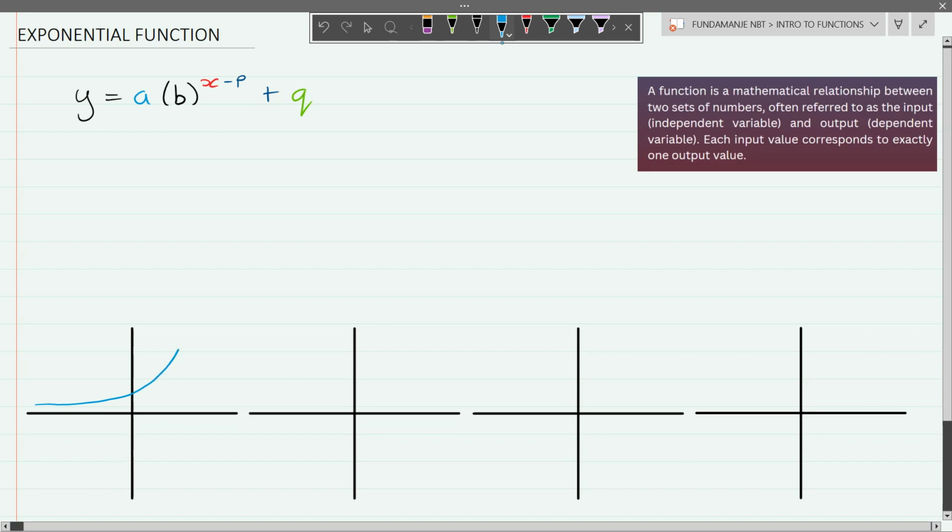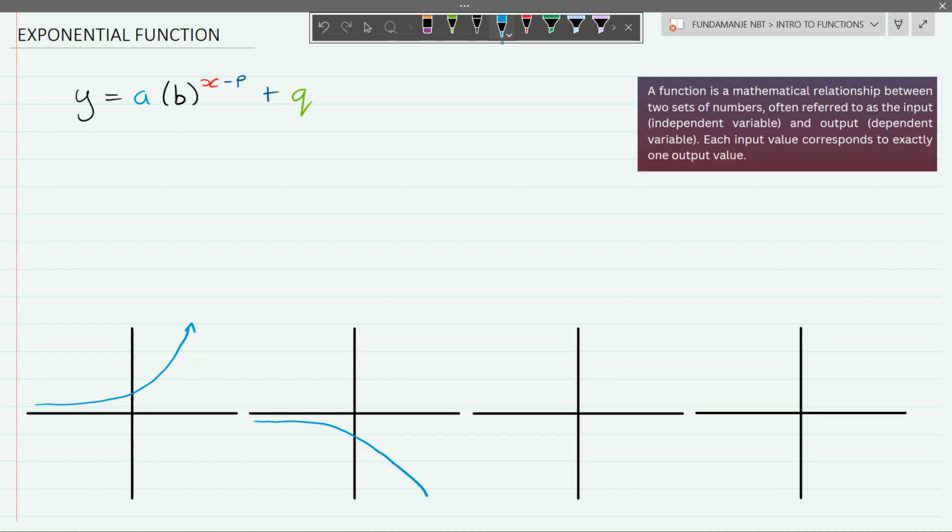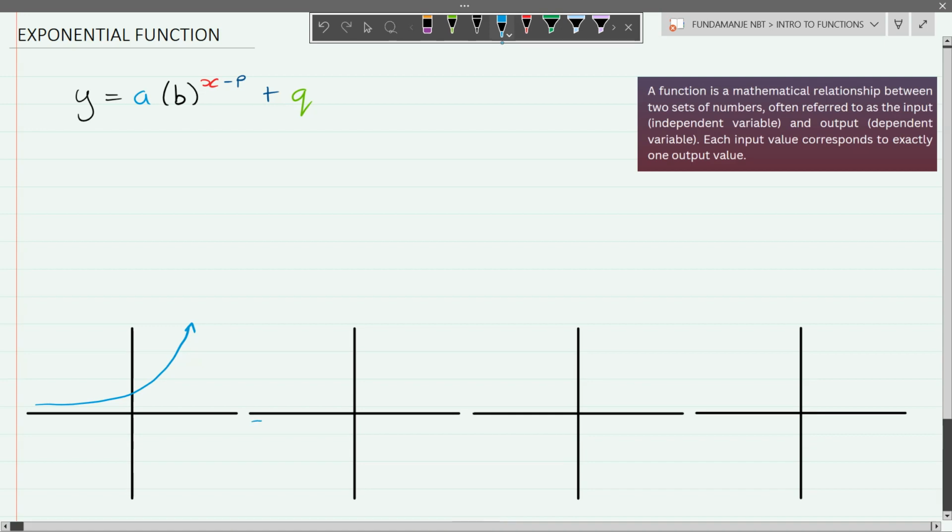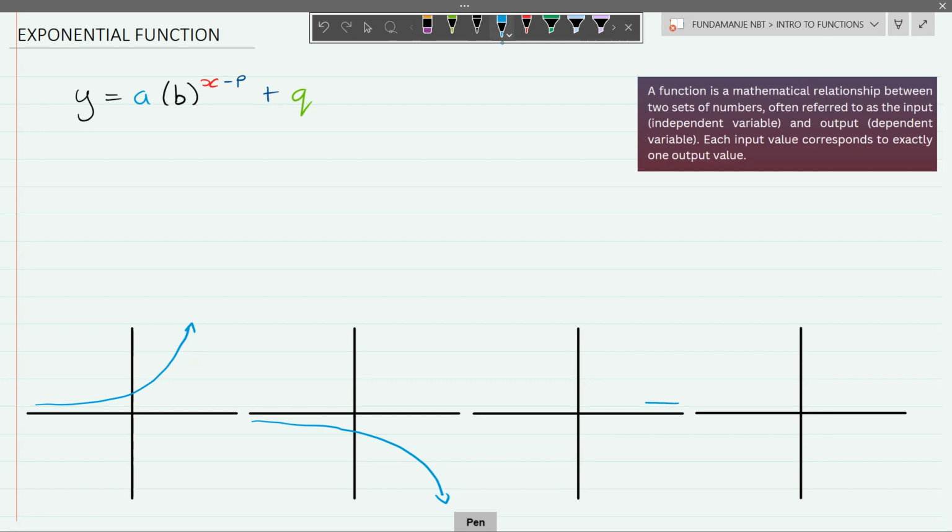So we have the first one, a normal exponential function as we would expect. Then the second one, a reflected exponential function. Let me draw that a bit better. Something like that. Then a reverse exponential function. And then a reversed exponential function that is reflected. Like that.